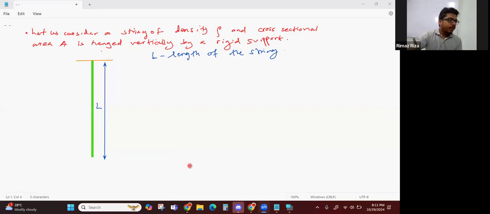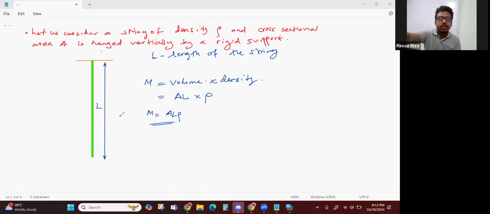So we know the mass can be written as volume times density. Let's say the mass is capital M. A string is like a cylindrical shape, so with cross-sectional area A and length L, A times L gives the volume. The volume times density rho, therefore mass is equal to A L rho. So this is a normal question. The mass of the string is given by A L rho.